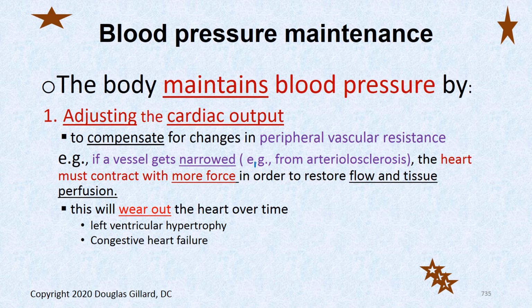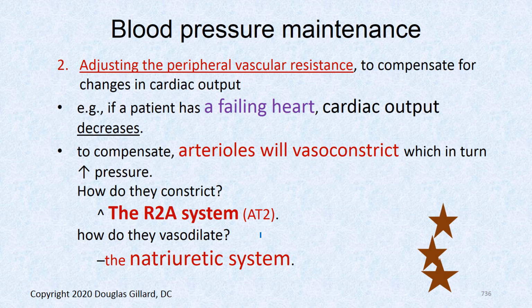Blood pressure maintenance: the body maintains blood pressure by adjusting those factors. Cardiac output is adjusted. If you have hypotension, you crank up the cardiac output and push more blood out. That's not good though, right? Because it will wear out the heart over time, causing left ventricular hypertrophy and congestive heart failure. You can also adjust the peripheral resistance as another way.